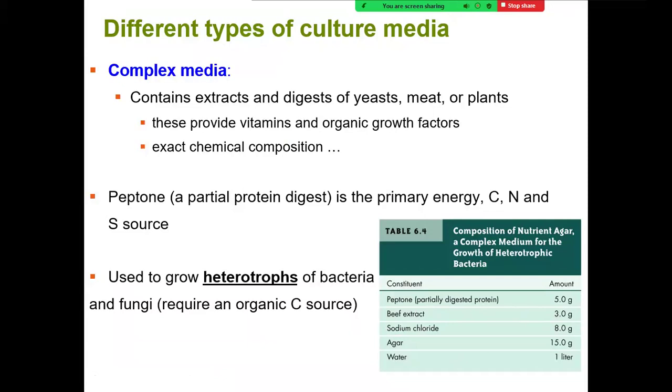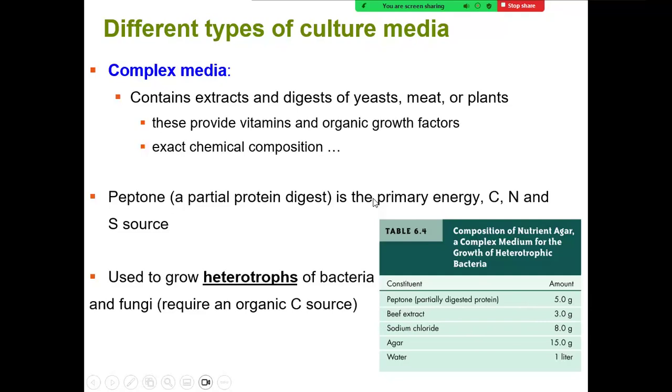So the extracts of yeast, meats, or plants provide vitamins or organic growth factors, but the exact chemical composition is not known, and it will change from vat to vat. Like if this uses one cow from Colorado, and the next bottle we open has a cow from, I don't know, Georgia, they will contain different molecules.